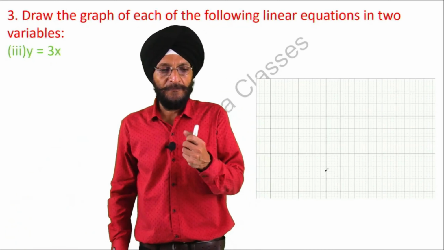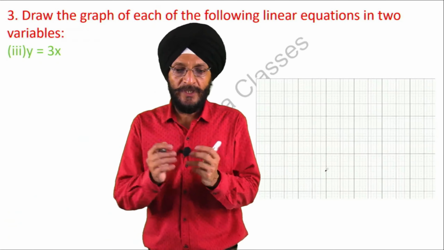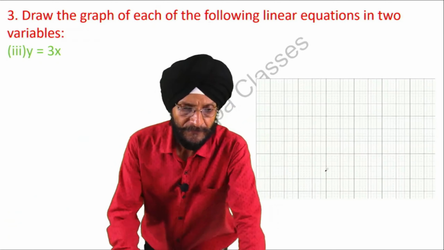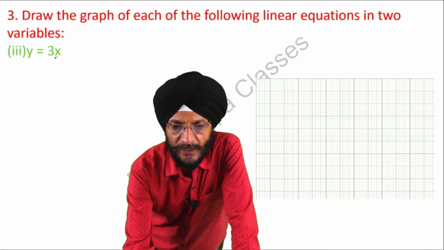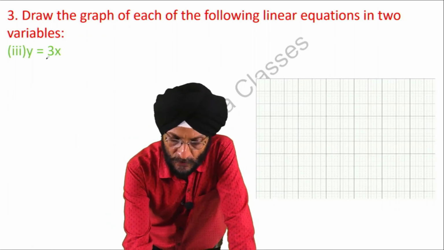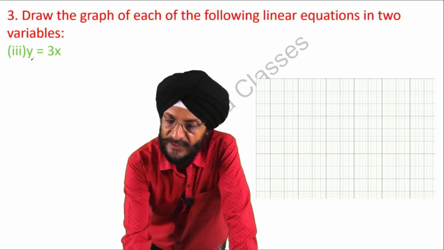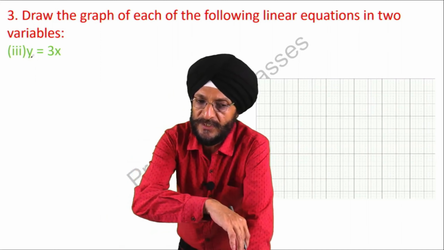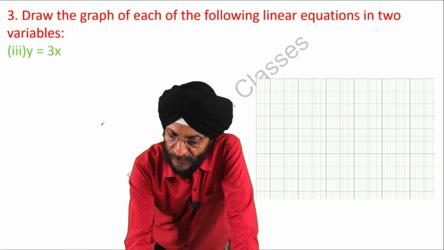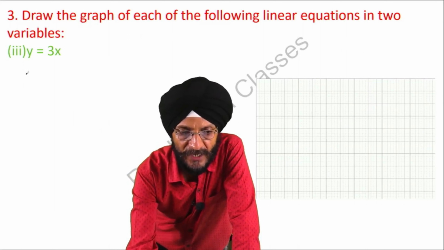Now we come to the third question. Here it is written as y is equal to 3x. Now we will fill in the values in the same way as we have done the questions earlier. We will assume the values of x and y.